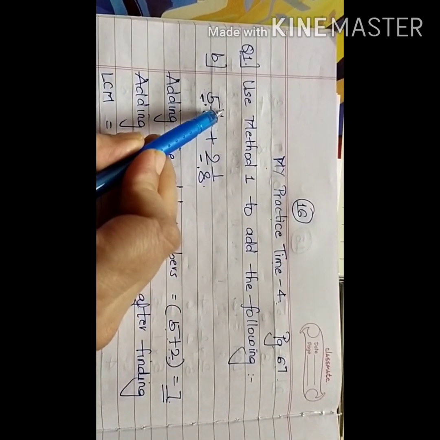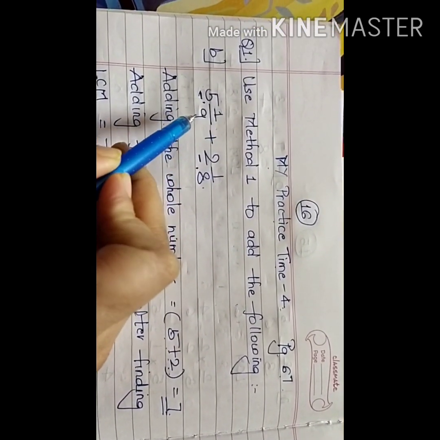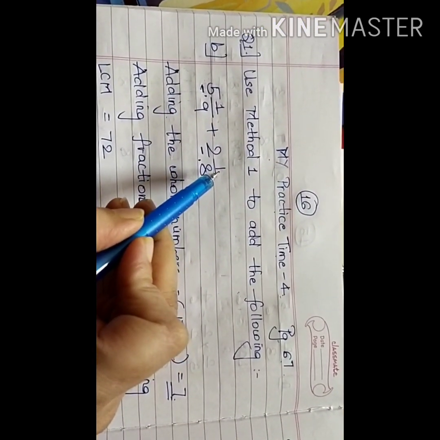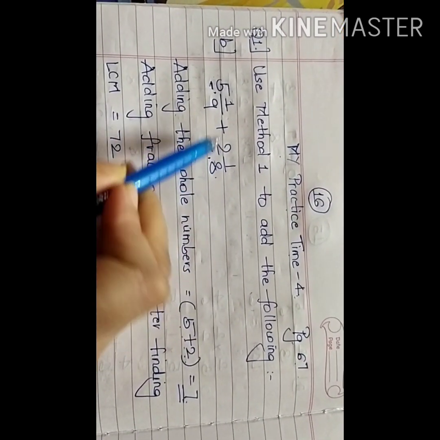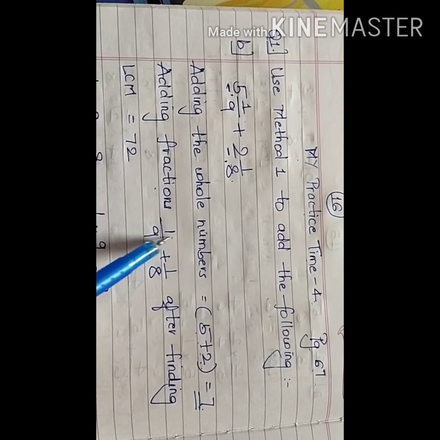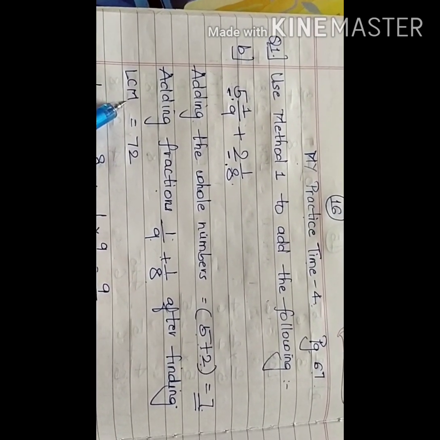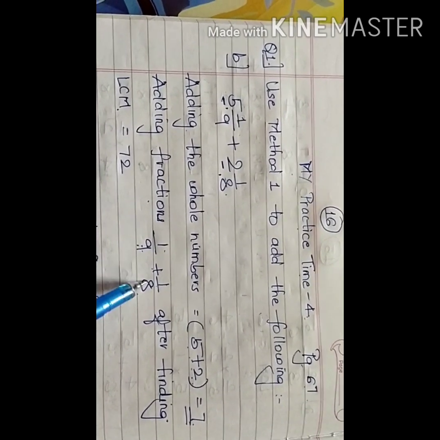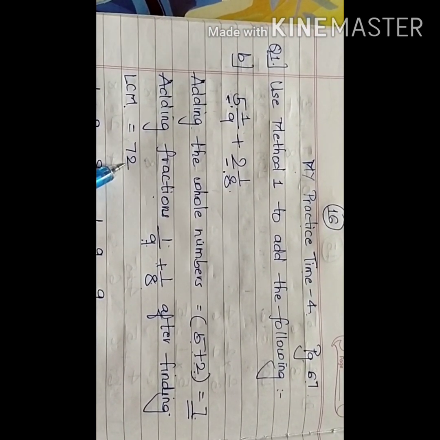Now we will only deal with the fractional part. The fractional part remaining here is 1 upon 9 and the fractional part remaining here is 1 upon 8. So I will be adding the fractional parts now, 1 upon 9 plus 1 upon 8, after finding the LCM. Now I have already found the LCM for 9 and 8, children. So the LCM for 9 and 8 is 72.